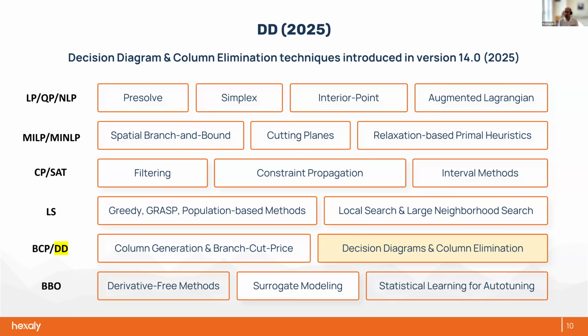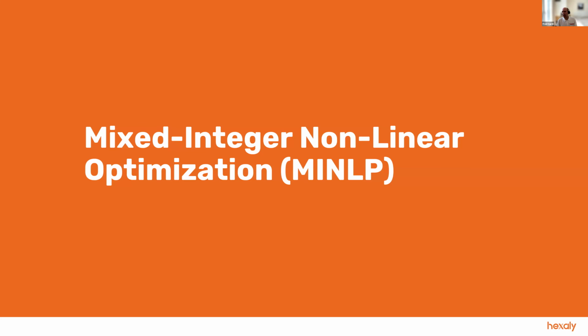In the version 14.0, we have introduced these techniques in complement of branch cut price techniques because they have the advantage to scale better, to maybe not close the gap, but to provide good bounds on a number of problems, especially routing problem at larger scale. So yeah, I will give a few details about what we do in different areas.